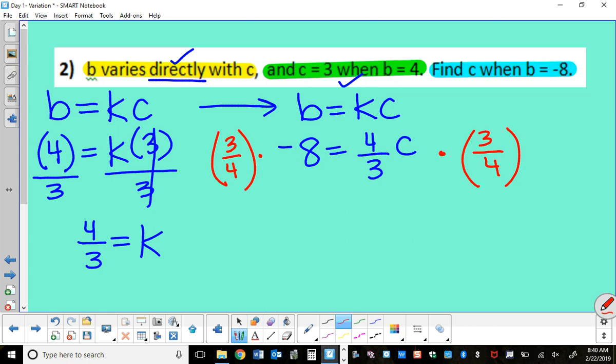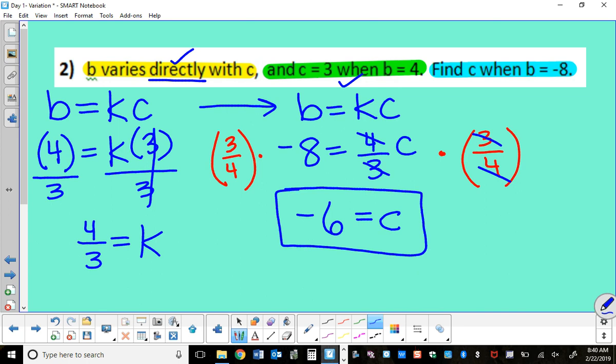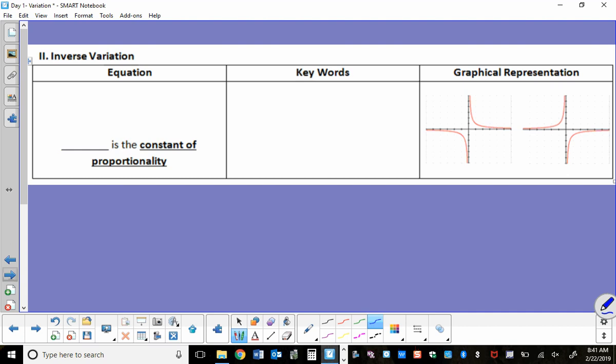Okay? So on the right side, my 4/3 and my 3/4 cancel out, so I'm left with just C. And what's 3/4 times negative 8? Negative 6. This is my final answer. Do you see how it's basically a 3-step process? Sometimes it's a 2-step process. Sometimes they just say find your constant, which means we stop at K. Okay? That was the first variation.